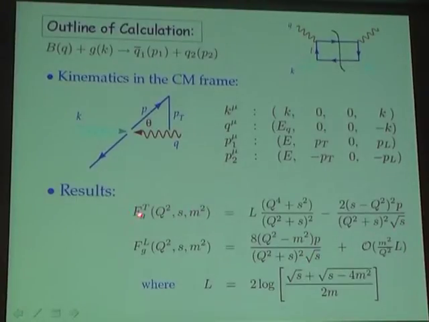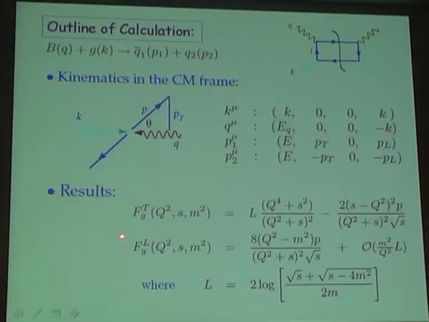You notice that the result is characterized in terms of the transverse structure function and the longitudinal structure function. The G here denotes the fact that it comes from the gluon virtual photon. This is called the gluon fusion process, to distinguish it from the other diagram, which I'm not talking about right now.